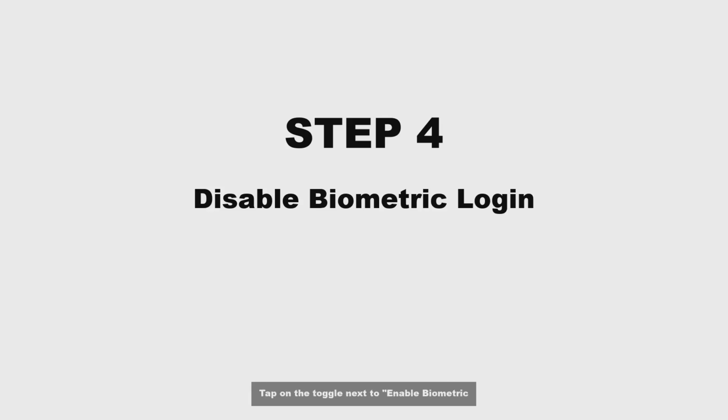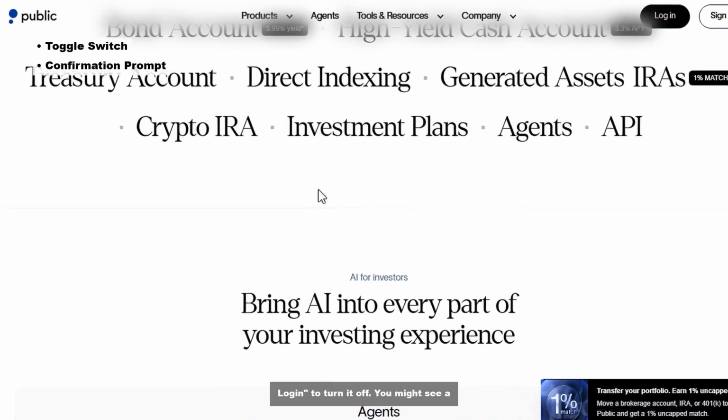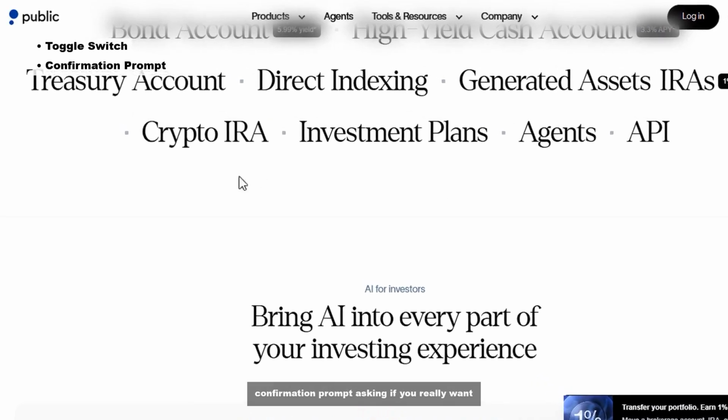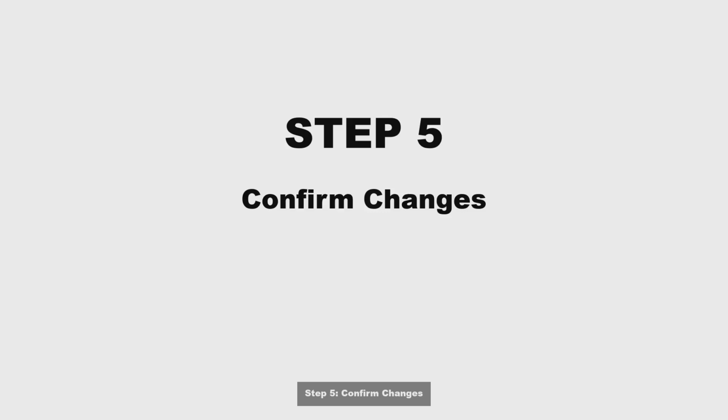Step 4. Disable Biometric Login. Tap on the toggle next to Enable Biometric Login to turn it off. You might see a confirmation prompt asking if you really want to disable it.